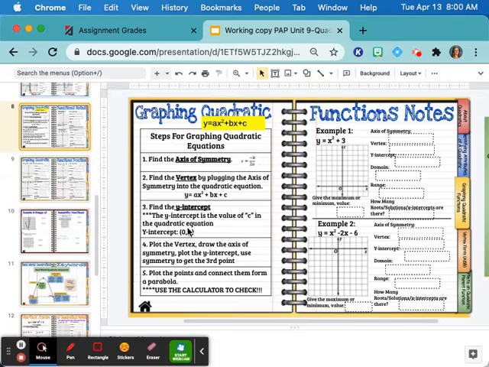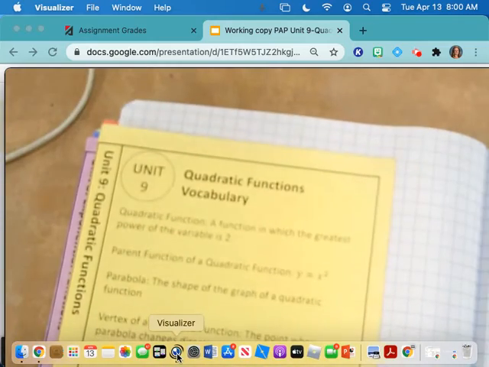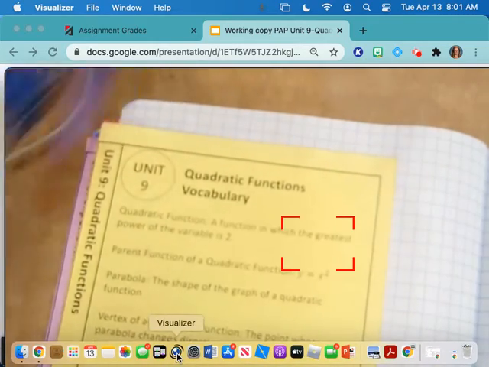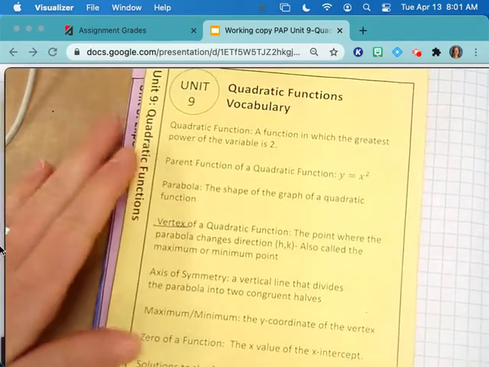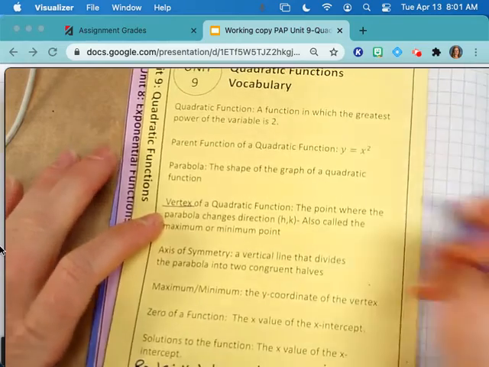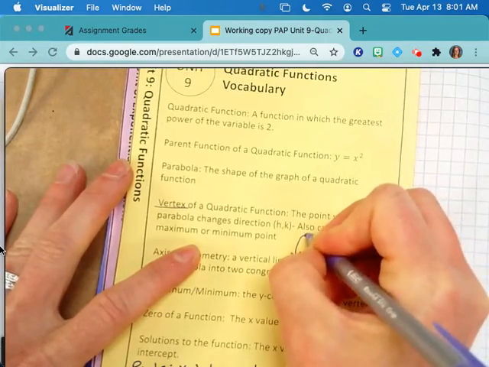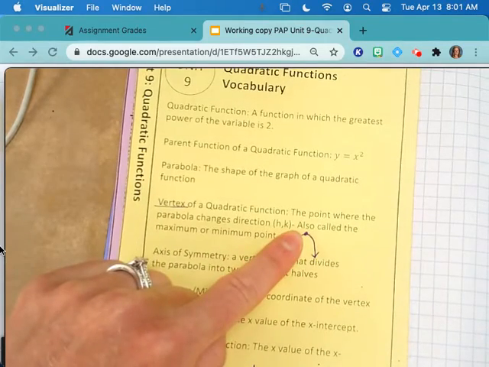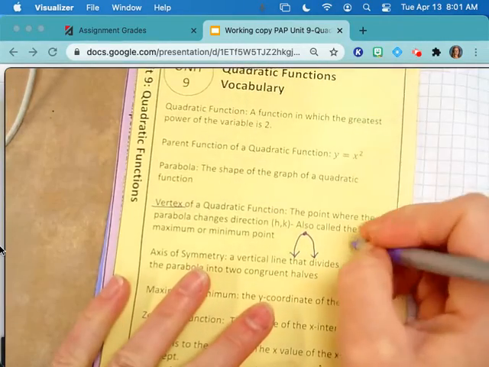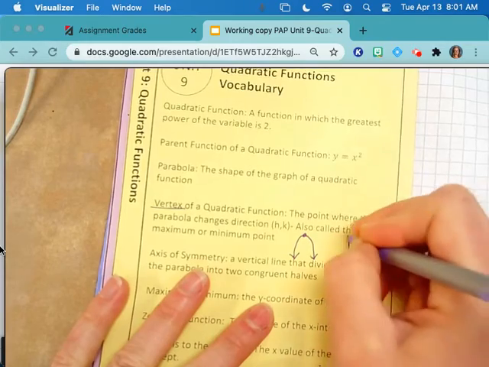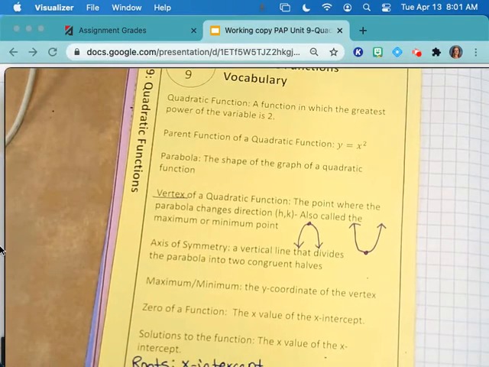So if you have forgotten what any of those mean, then you will go back to your unit divider, and we have all of our vocabulary words already on there for us. So the vertex, that is the point where the parabola changes direction. So if it is an upside down parabola, one that is going downward, this is your vertex. It's the maximum point. Now, if it is a parabola that is going upward, your vertex is the lowest point, your minimum point. It's the point where it changes direction.